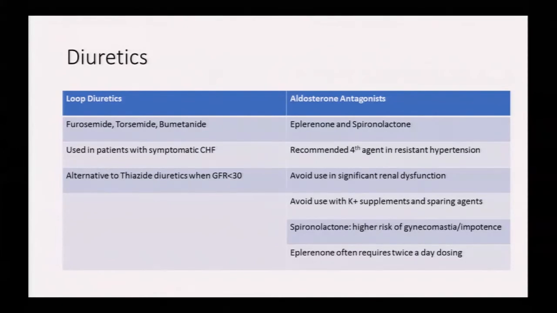We should avoid using them in significant renal dysfunction. Avoid using them in patients taking potassium supplements or potassium-sparing agents. Spironolactone has a higher risk than eplerenone of causing gynecomastia and impotence, and eplerenone could require twice-a-day dosing, which could cause some issues with patient compliance.